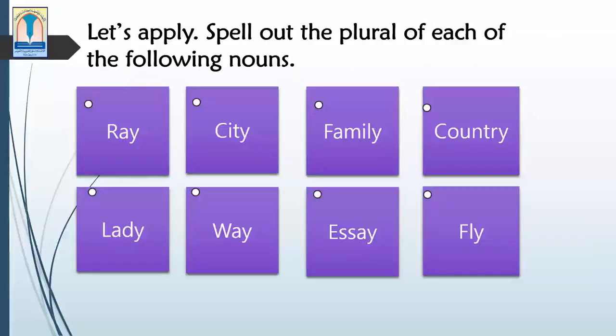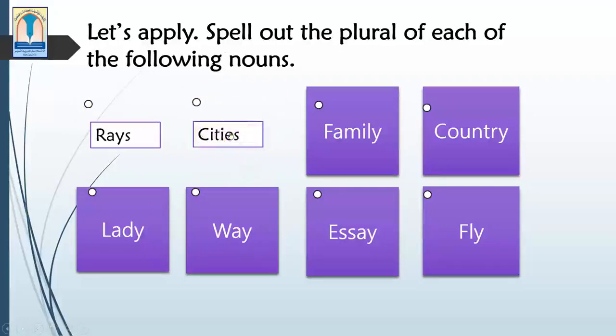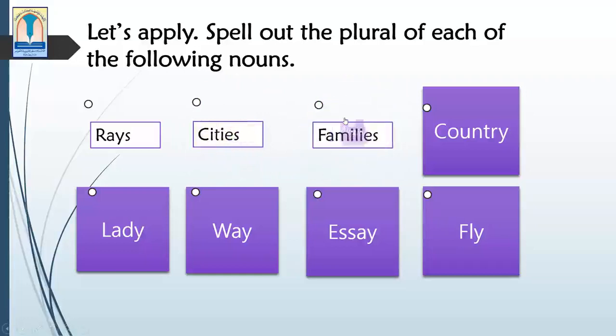Let's apply together. Spell out the plural of each of the following nouns. I'm gonna read the word and you are going to give its plural before seeing it. Raise, S. City, cities, IES, drop the Y. This is preceded by a T, a consonant. Family, families, the same as cities.